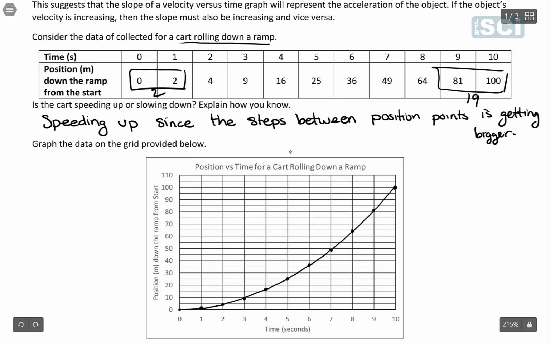Okay, now I've already graphed my data here, so I would encourage you to pause the video, get your data graphed, and then come on back.